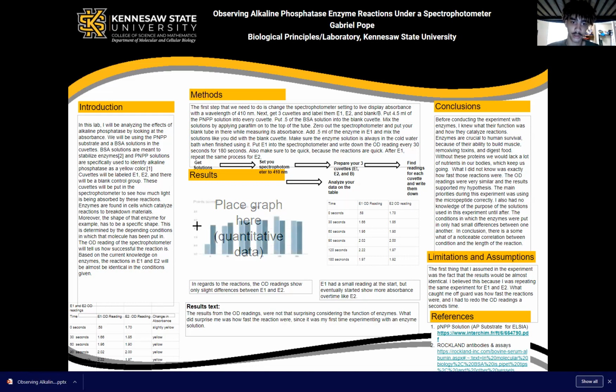I don't know why it keeps doing this right here, but here are my graphs. You can only see slight differences, other than the major difference at 0 seconds on the graph, but for the most part, the readings are pretty similar.